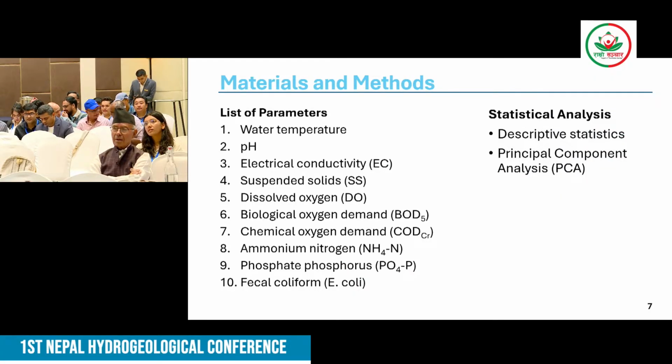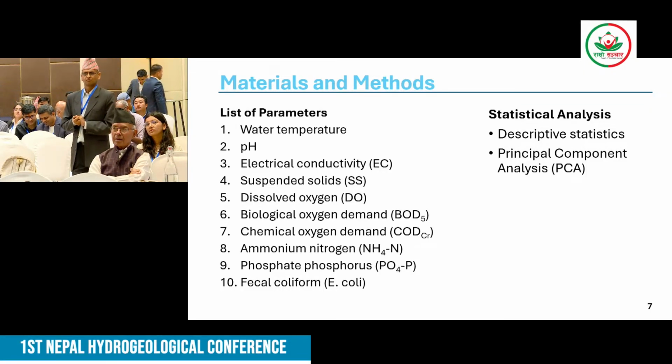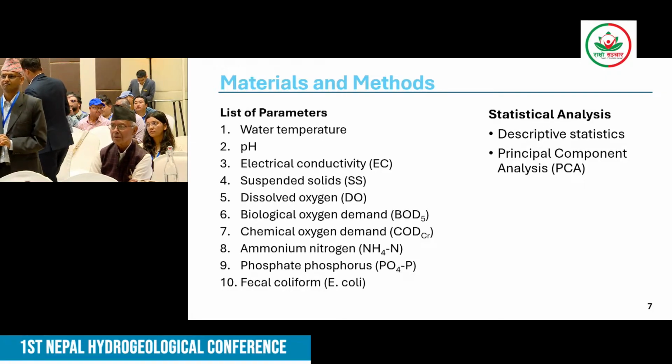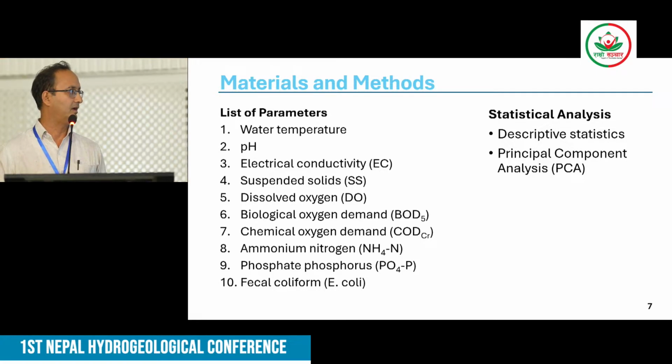The water quality parameters we analyzed were mainly 10 parameters. The physical-chemical parameters were water temperature, pH, EC, and the suspended solids, DO, BOD, COD, and for the nutrients, we had ammonium and phosphate, and for the microbiology parameter, we had E. coli as a fecal indicator.